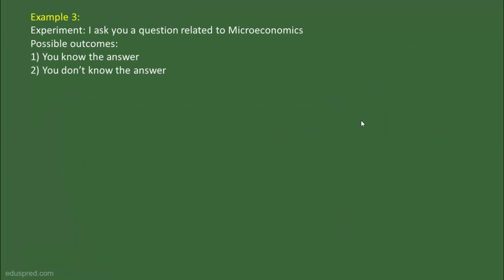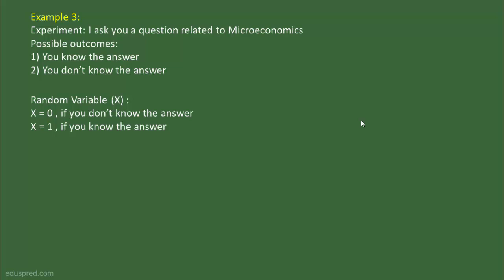Let's move to our next example now. Say I ask you a question related to microeconomics. Now, either you know the answer or you don't know the answer. So these are the only two possible outcomes that we have here. Okay? And let's say this is how we are defining the random variable x. So the random variable x is equal to 0 if you don't know the answer, and the random variable x is equal to 1 if you know the answer. Note that the way we have defined the random variable x is completely arbitrary. The values of x here are not based on any rule. I've just given some arbitrary values to the random variable. The value is 0 if you don't know the answer, and the value is 1 if you know the answer.